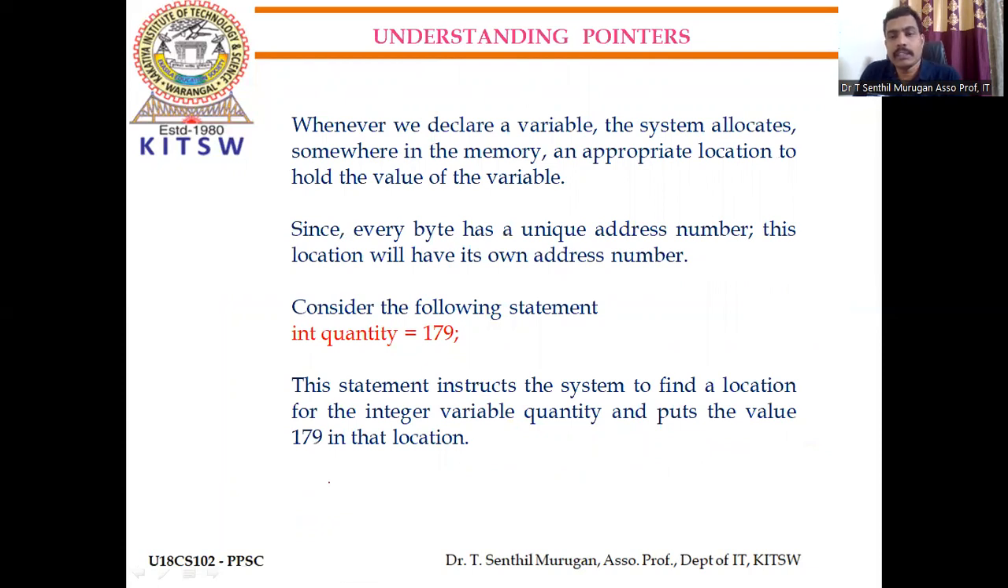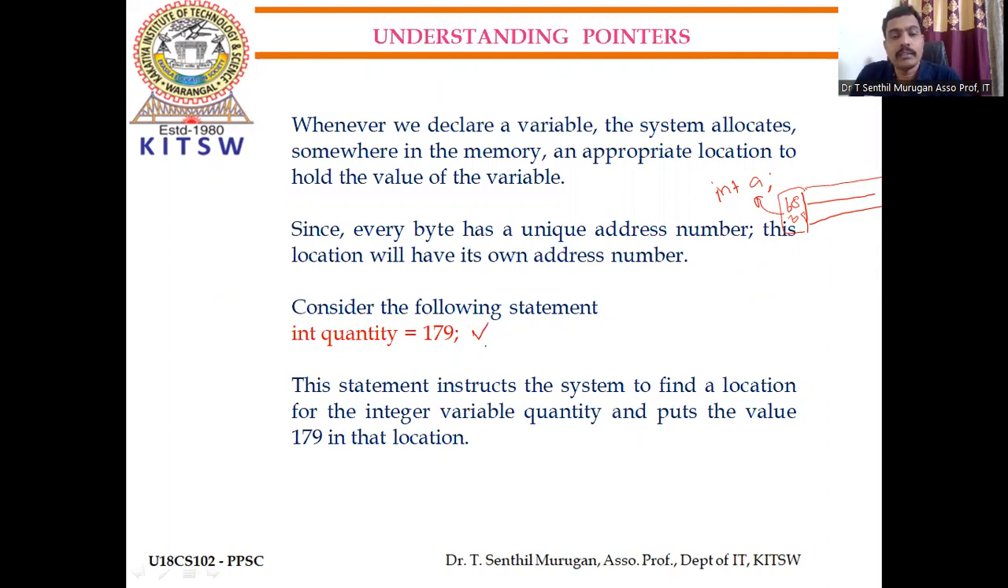So we know that whenever we declare a variable, the system allocates the memory for the appropriate location. Okay, but if every byte has a unique address number, this location will have its own address number. So whenever we write int a, it will have that memory location. For example, if 68, 69 is there, these 2 bytes will be allocated for this a. Okay, so it has its own address. This location has a separate address.